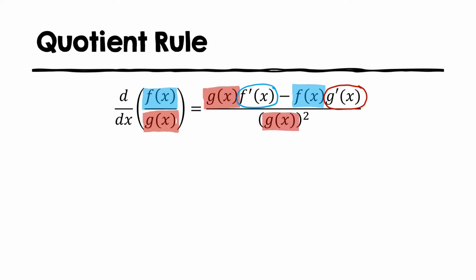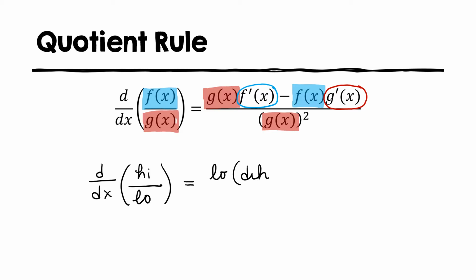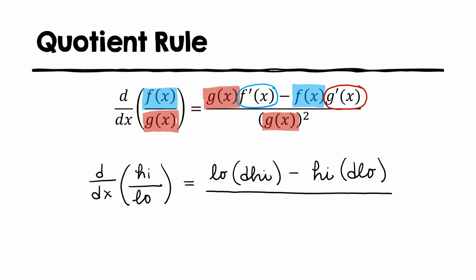This one can be a little tricky to memorize, so sometimes people like to remember this as the derivative with respect to x of the high function over the low function. So then this is the low d high minus high d low all over low, which is low squared.